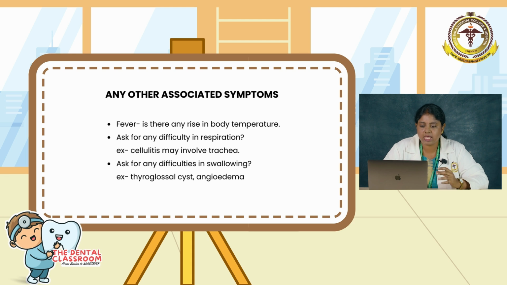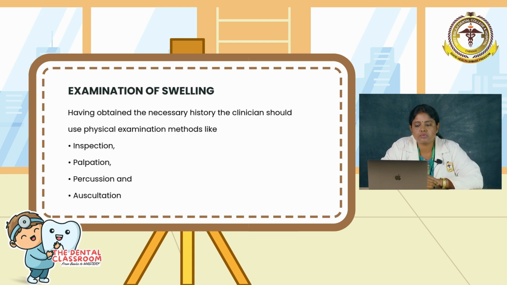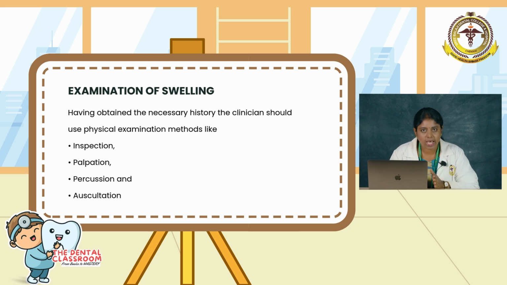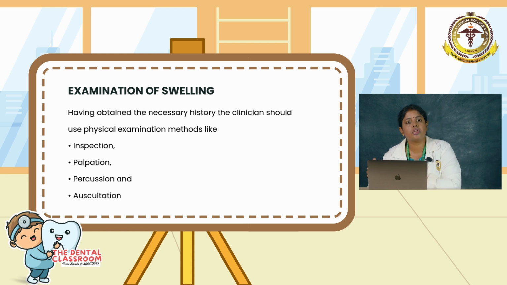Now coming to examination of swelling. Having taken a proper history would have led you to a kind of diagnosis. Now, adding on, we have to examine the patient. What are the steps in examination? You can start with inspection, palpation, percussion and auscultation. Generally, with inspection and palpation, you would have come very close to the diagnosis. If required, you will go with percussion and auscultation.